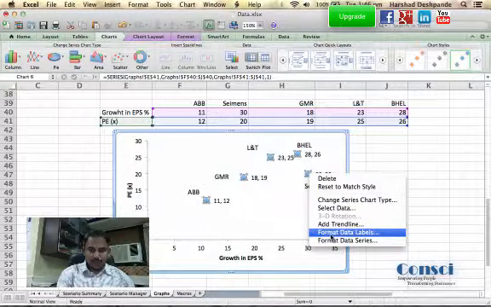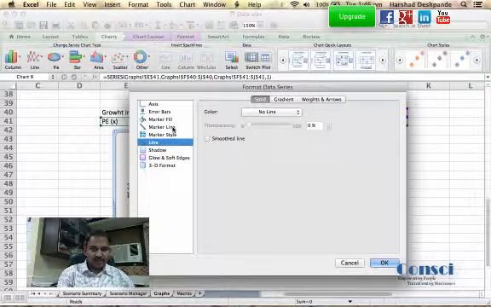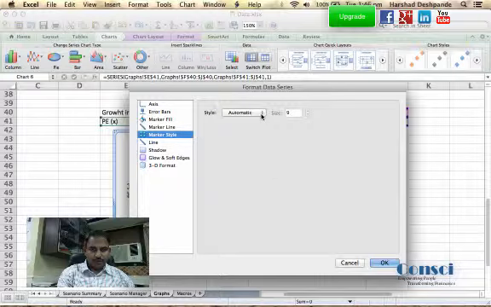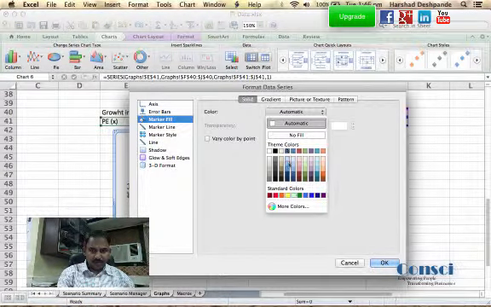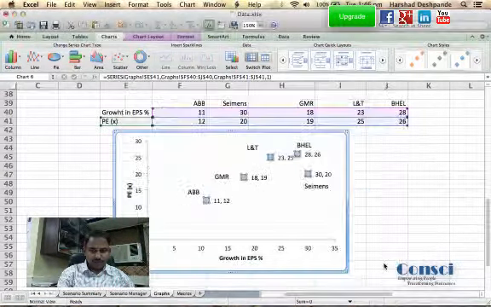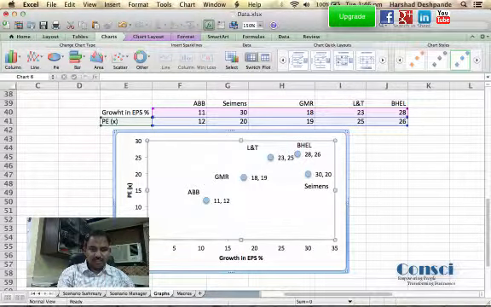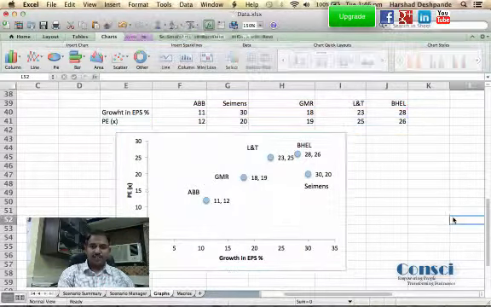Now you can also choose some different pointers, okay, for this scatter chart. Now in this case I have taken this as a circle, and then I'm just taking a marker fill to be this. I'm saying okay. So now this is how you can change your scatter chart as well.